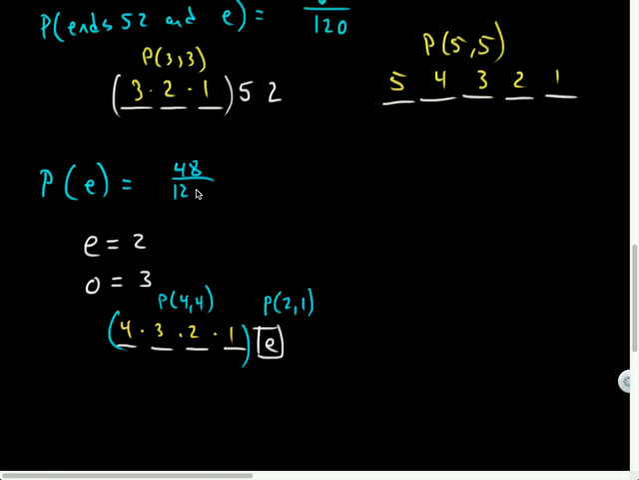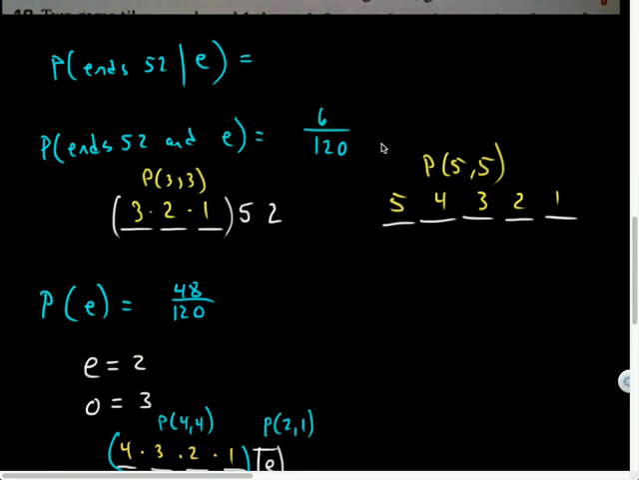Over 120, the same number of possibilities. So the overall outcome, hopefully, is 6 out of 120 over 48 out of 120. So that's going to be 6 out of 48. And that reduces to what? 1/8?